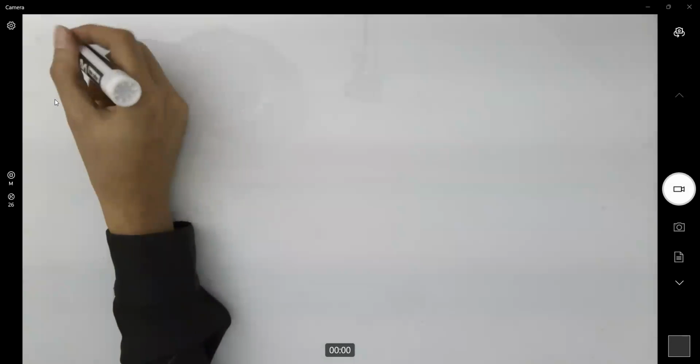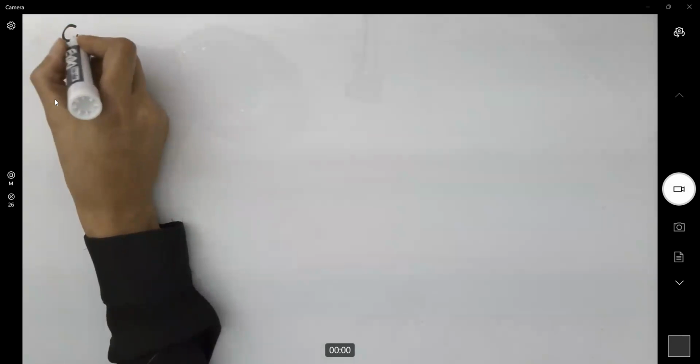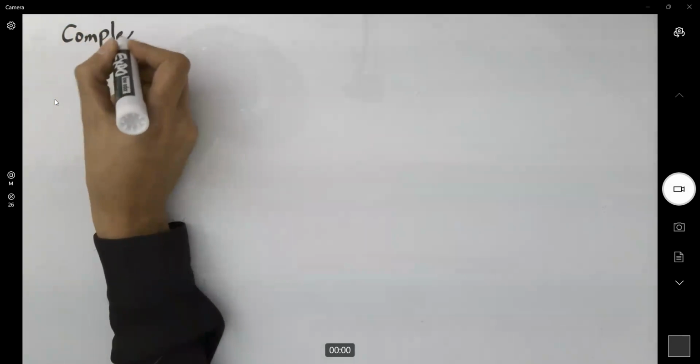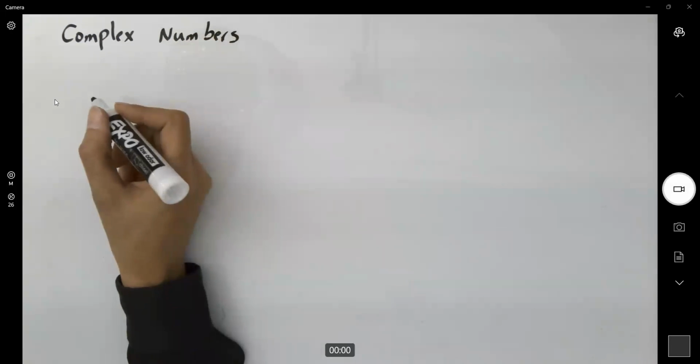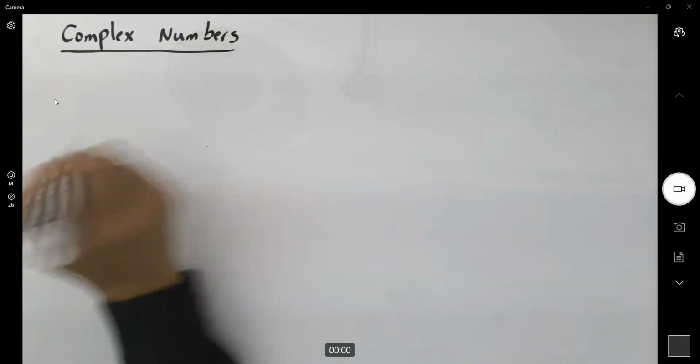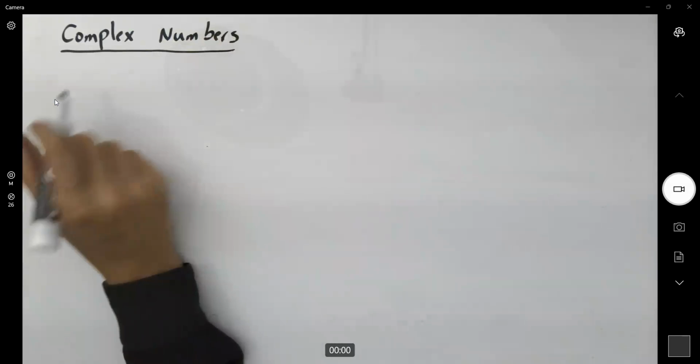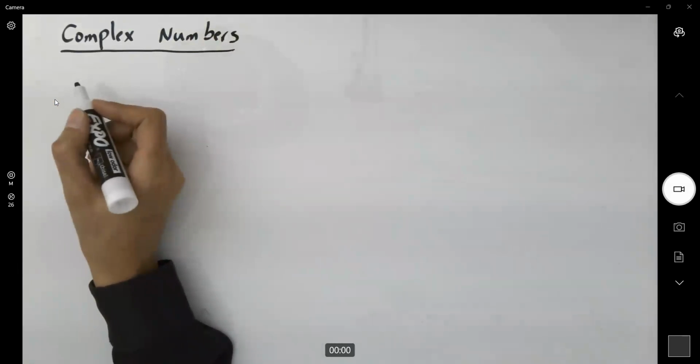Very well. So, everybody, we're going to talk about complex numbers today. Complex numbers. Okay, complex numbers. What are you talking about? Well, remember that at the beginning of the class, we started talking about numbers in general.